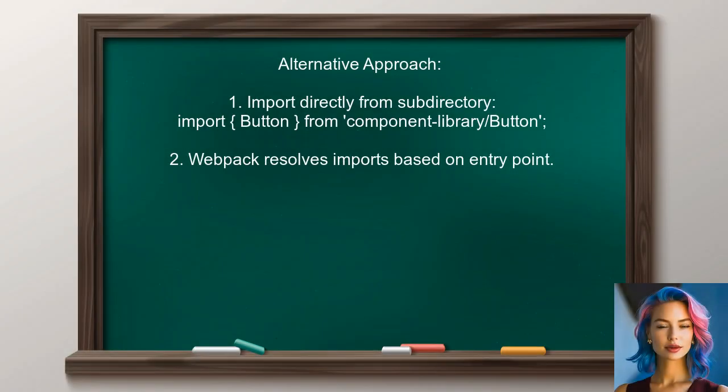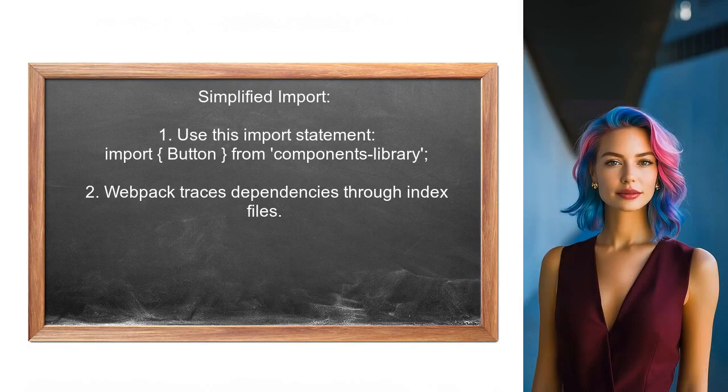One alternative approach is to import directly from the subdirectory of your component library. If you installed your library using a Git URL, you can use the import statement like this: import button from component-library/button. Webpack should resolve this correctly based on the library's entry point. Additionally, you can simplify your import by just using import button from components-library. Webpack will automatically trace through the index files to find the dependencies.